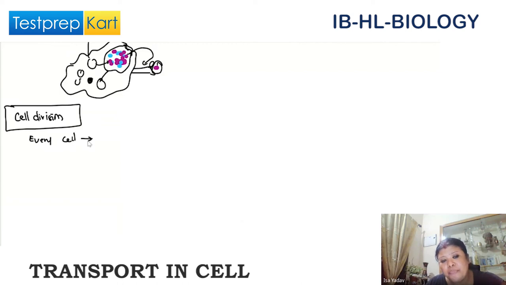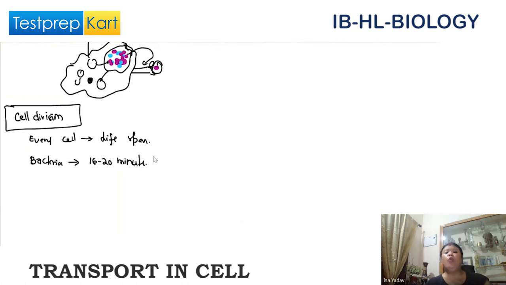So when the cell divides, every cell in our body has a life span. Now, when I say every cell, it can be microorganisms, bacteria, it can be yeast, anything. Bacteria has a lifespan. Every bacteria divides after 16 to 20 minutes. That is the lifespan. After that, the cell will divide and form two daughter bacteria.